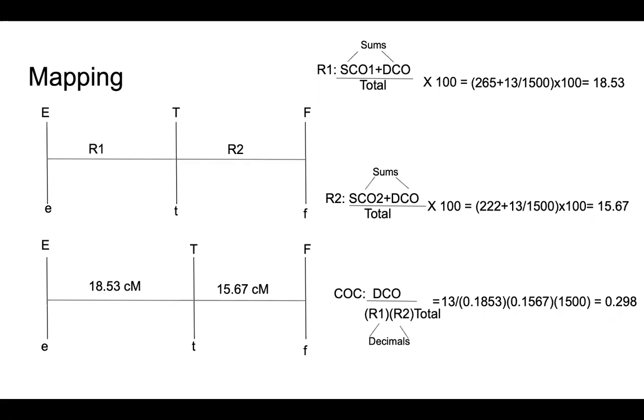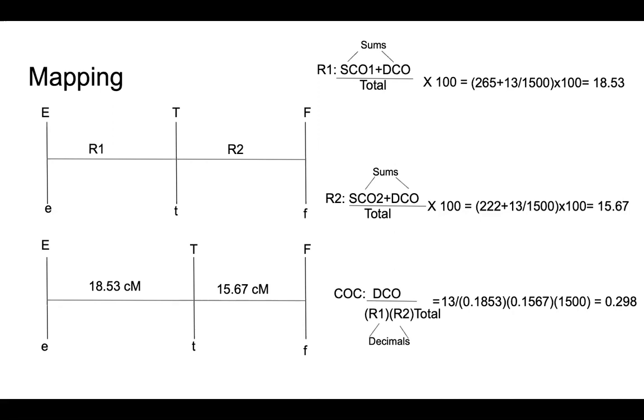To find R1, you use the formula that was given. You have to do the sums of the SCO1s and the DCOs for R1, divided by the total, multiplied by 100. So I got 18.53. For my R2, you do the SCO2s and the DCOs, you do the sums, and I got 15.67. Drew my map, found the coefficient of correlation.